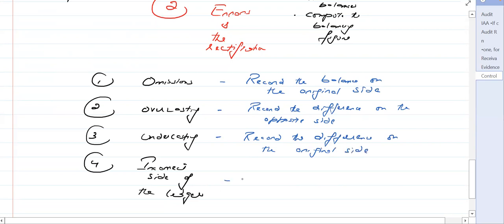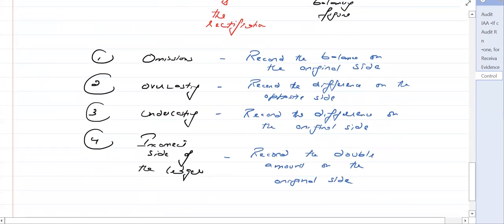And then we have posting on the incorrect side of the ledger. For example, sales return should be posted on the credit side, and you unfortunately posted it on the debit side. Now, what is the treatment? What is the rectification of an incorrect side error? You need to record the double amount on the original side.